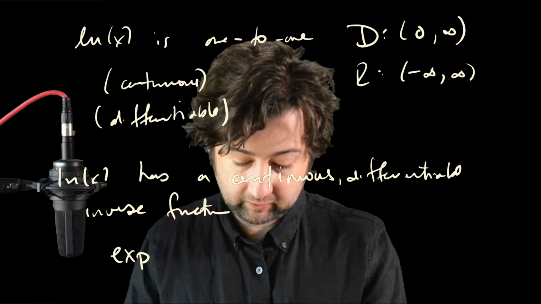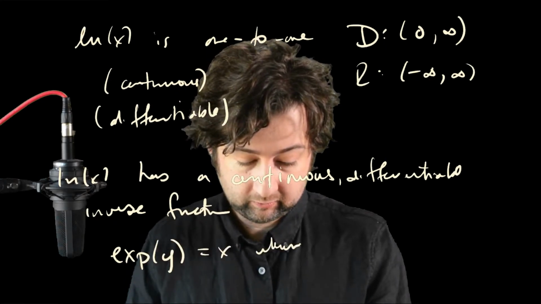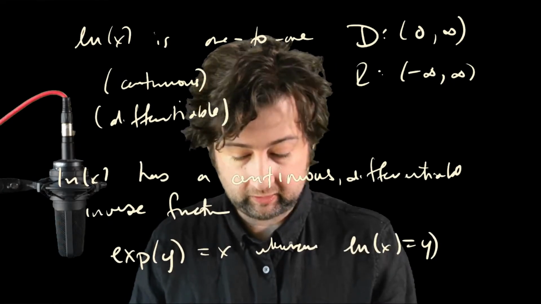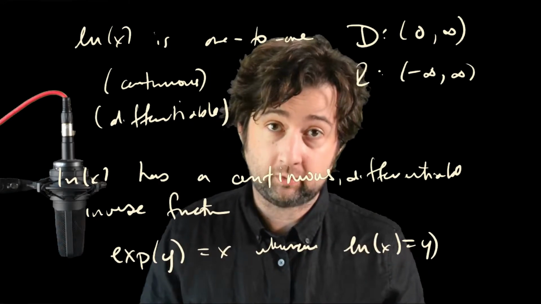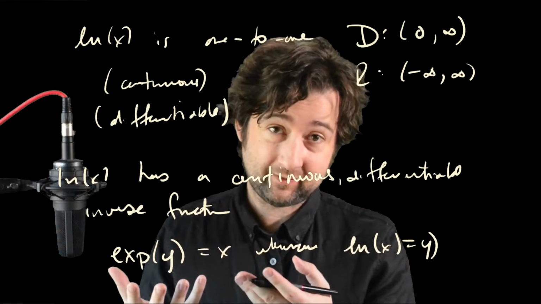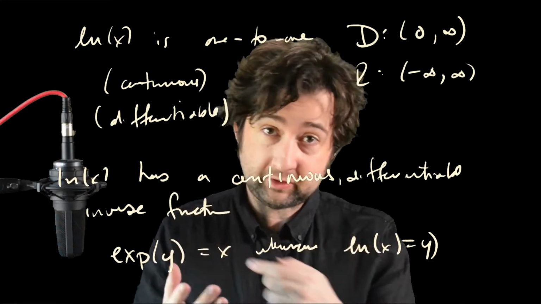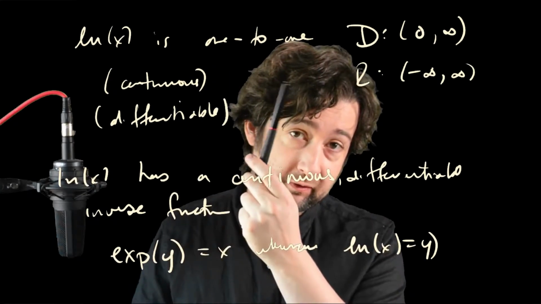So we're going to define the function exp of y to be equal to x whenever the natural log of x is equal to y. So exp is just the inverse of the natural log. And what we're going to hope is that the thing that we've defined here actually is e raised to the x power. I don't know that this is e to the x yet. I just know that it must exist because the natural log was a 1-to-1 function.